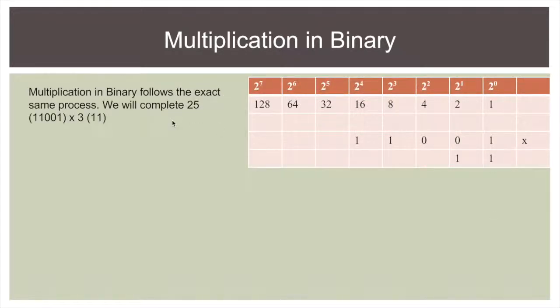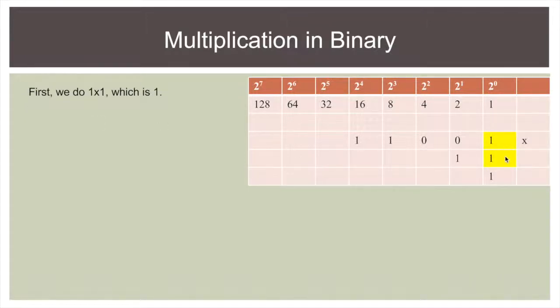In binary, we follow the exact same process. So we're going to do 25 times 3. Okay, 25 is 11001 and 3 is 11. So first thing we do is 1 times 1, which is 1. We do 1 times 0, which is 0. 1 times 0, which is 0. 1 times 1, which is 1. 1 times 1, which is 1.